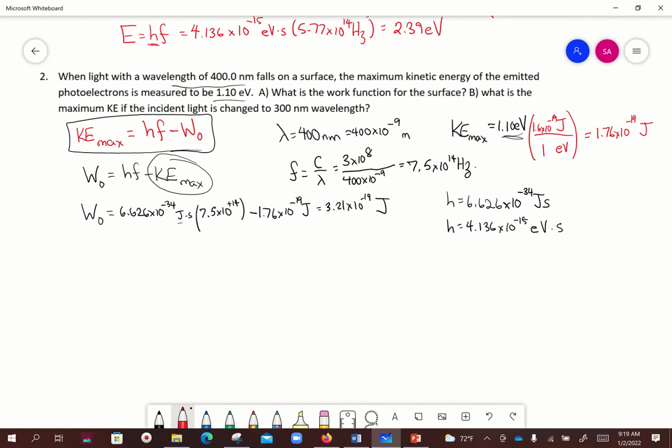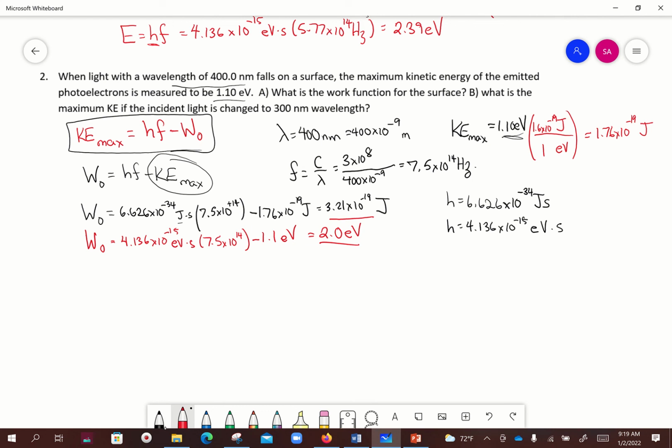Okay, or equivalently, I could have done it, I'll do it in red, in eVs: 4.136 times 10 to the minus 15, times 7.5 times 10 to the 14, minus 1.1 eV. Oops, that's not joule seconds over here, that's eV seconds, sorry. So now I've got my units in eVs, and I get 2.0 electron volts. Okay, so there's 2 ways I could do the problem, depending on how I want to get my answer out.